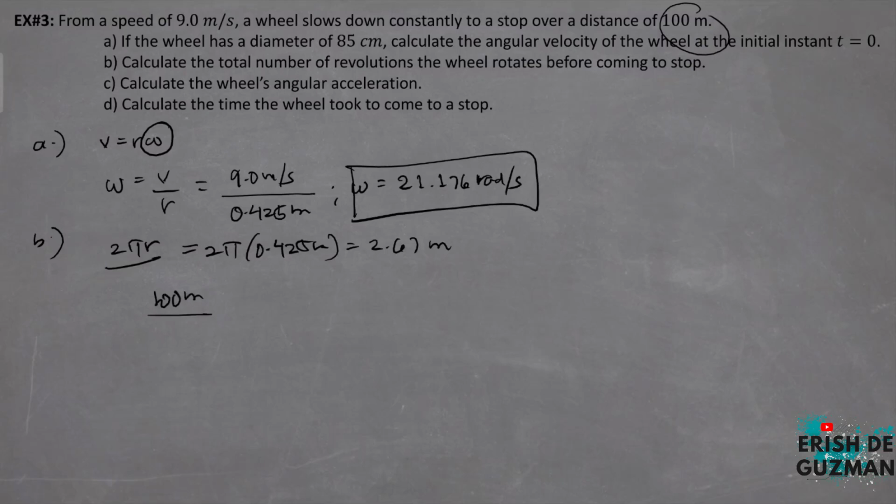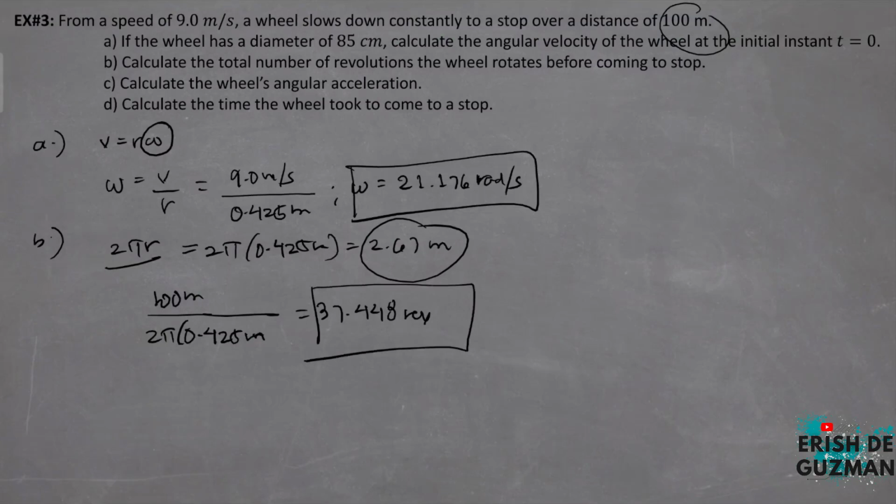And ibig sabihin niyan, yung number of revolutions the wheel needs in coming to a stop is 100 meters divided by yung 2 pi r or simply ito nga siya. 2 pi, rewrite na lang ulit natin, 0.425 meters. This is equal to 37.448 revolutions. This is the answer for letter B.